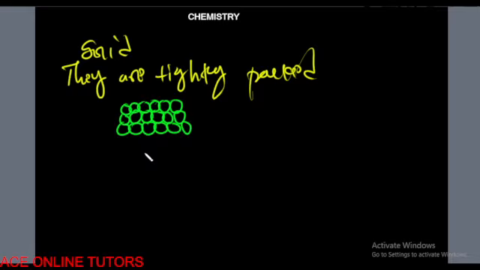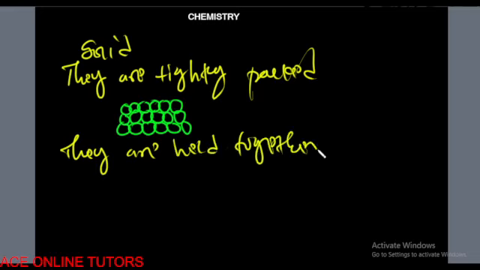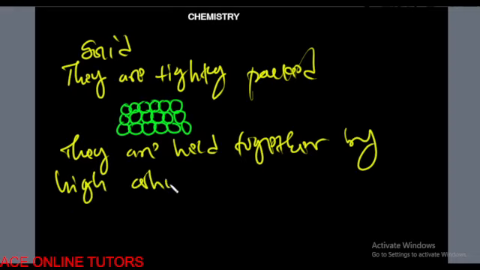Now, apart from being tightly packed, they are held together by high cohesive forces. They are held together by very high forces of cohesion.